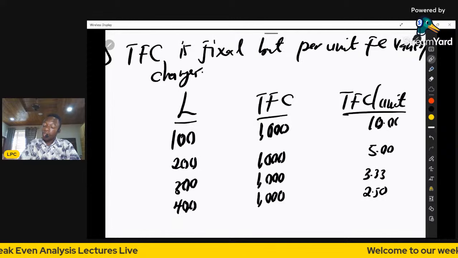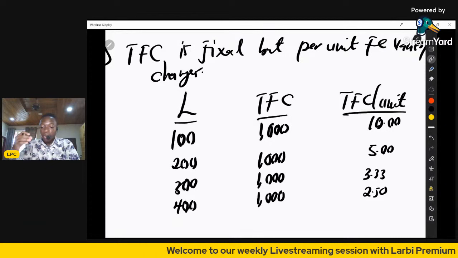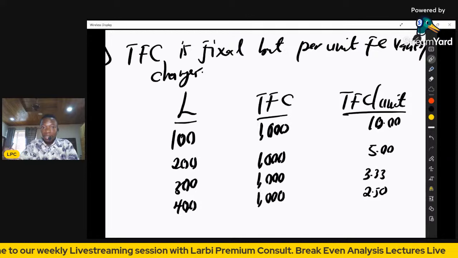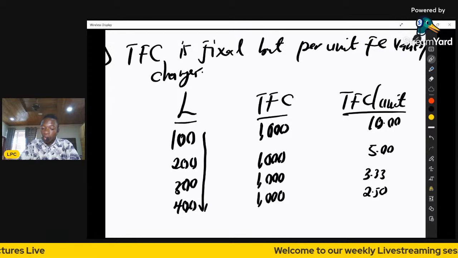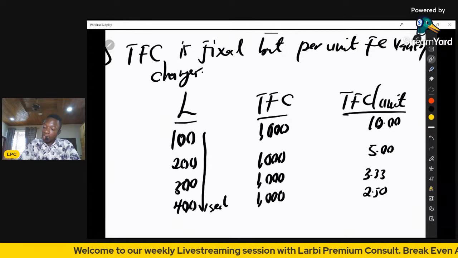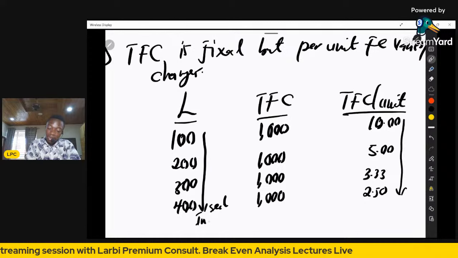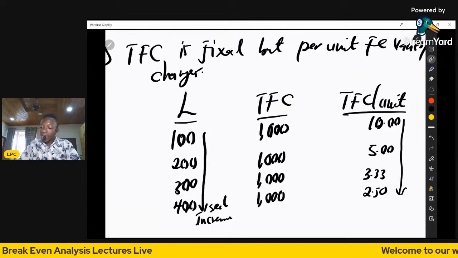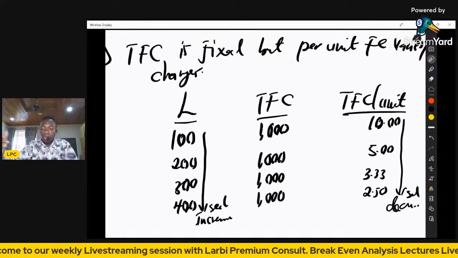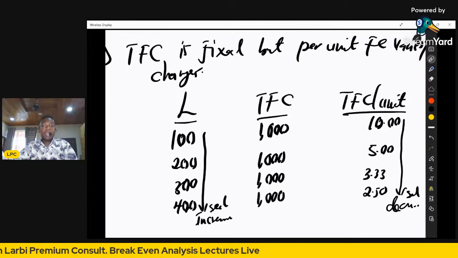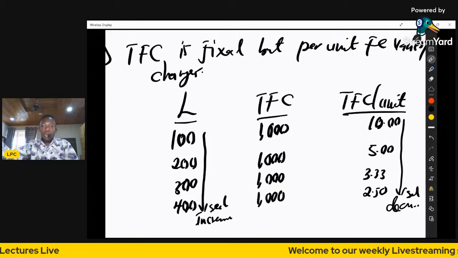So you can clearly see from these figures that as and when output increases, our total fixed cost per unit reduces. I use an arrow up here to represent an increase, and an arrow down here to represent a decrease. So there is an increase in output, but with respect to total fixed cost per unit, there is a decrease. That should tell the organization that as and when they produce more output and generate more sales, their fixed cost per unit can reduce, and they can cover more of their expenses to make more profit at the break-even point or beyond the break-even point.